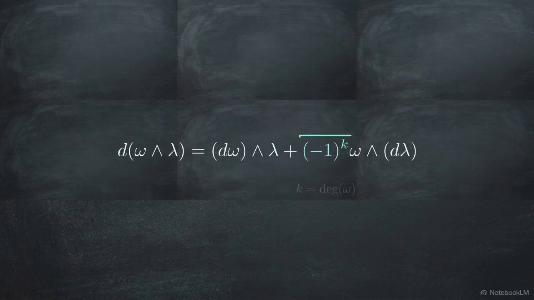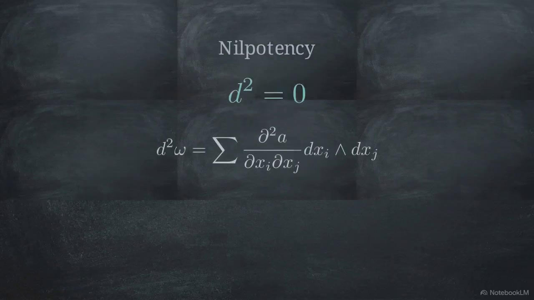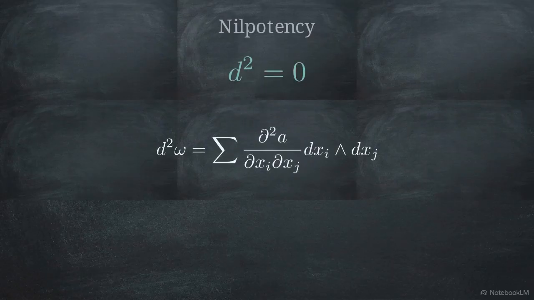This term, -1 to the k, adjusts the sign based on the degree of the first form. The most significant property of this operator is nilpotency. Applying the exterior derivative twice always yields 0. We can see why by looking at the second derivative expansion. Mixed partial derivatives are symmetric, but the wedge products are antisymmetric. In the final summation, every term is cancelled out by its opposite pair.